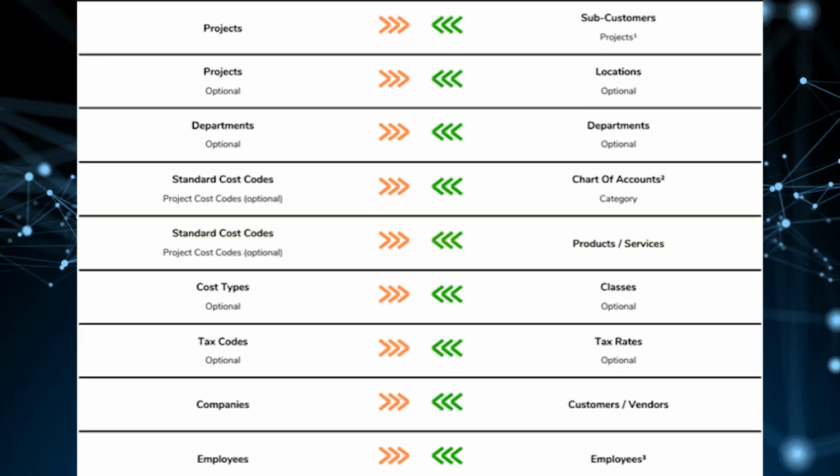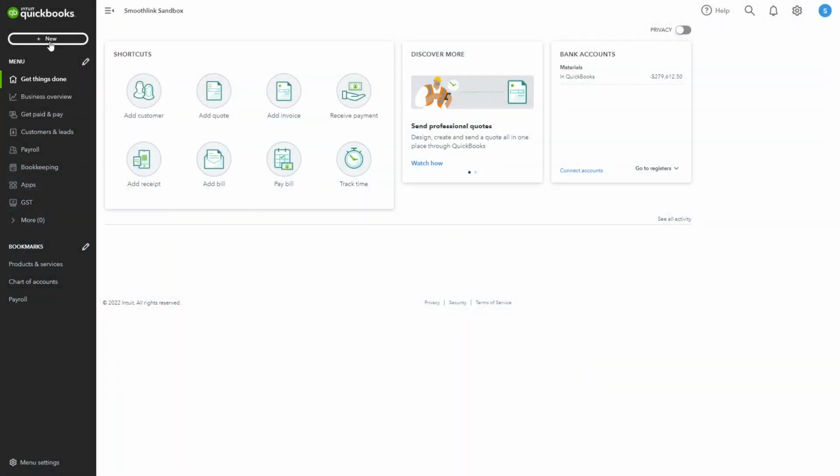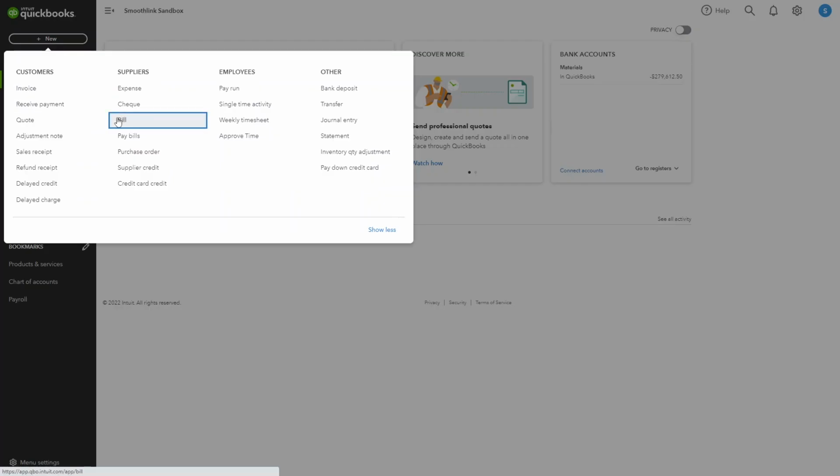The other main option for mapping your cost codes is to use item codes in QuickBooks Online. To check if you're using item codes in QuickBooks, we can create a new bill.